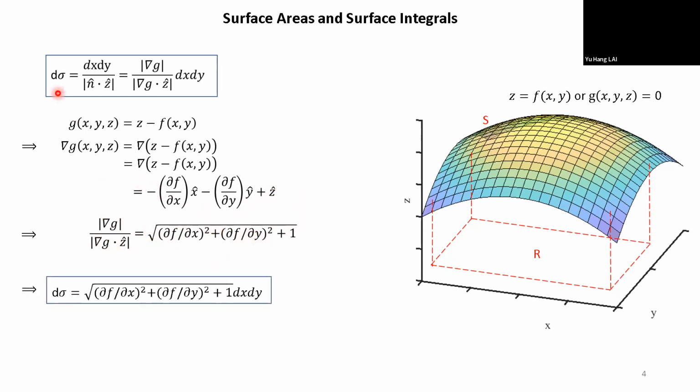So that means d sigma is this whole term here times dx dy. Okay. So then at the end, if you want to find the surface area, you just do a double integral for this. Okay. So of course, I'll give you examples.